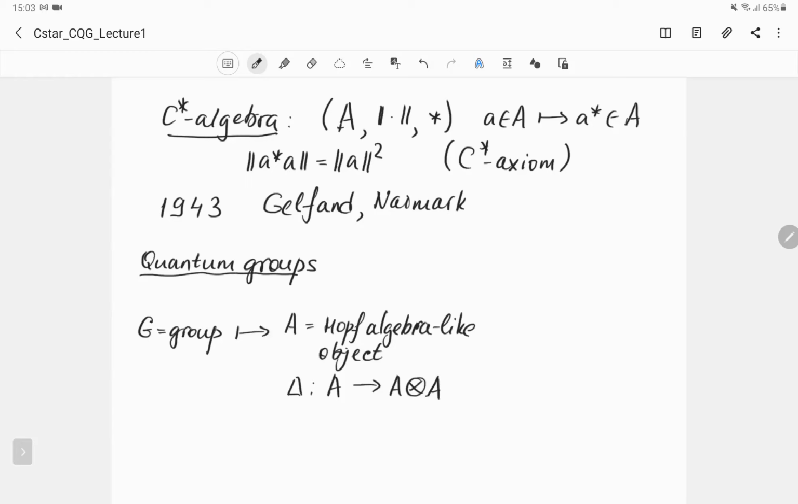Here, the tensor product should be understood in a rather broad sense. So it can be either the algebraic tensor product, or the completion of the algebraic tensor product with respect to some norm, or even a bigger algebra, the so-called multiplier algebra. So finally, we take our algebra-like object A, and we deform it in some way. And what we get at the output is a quantum group.